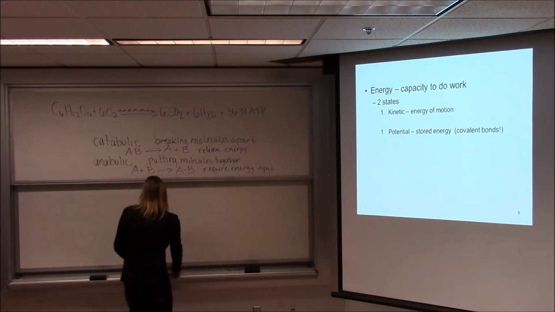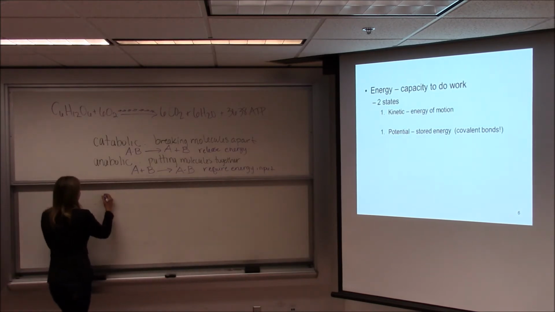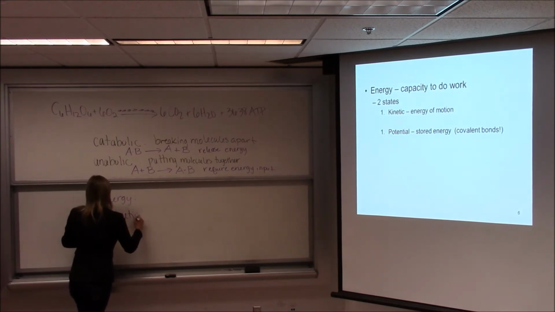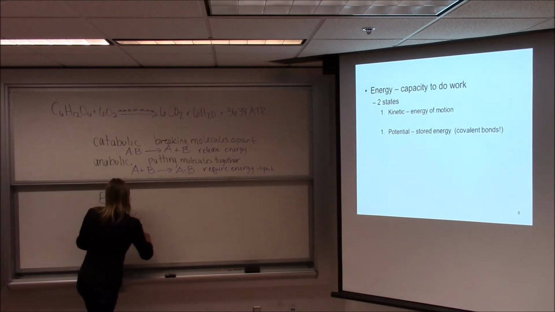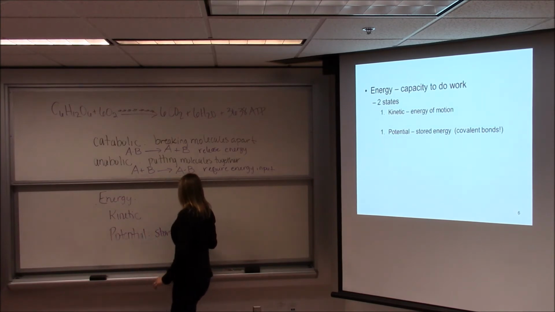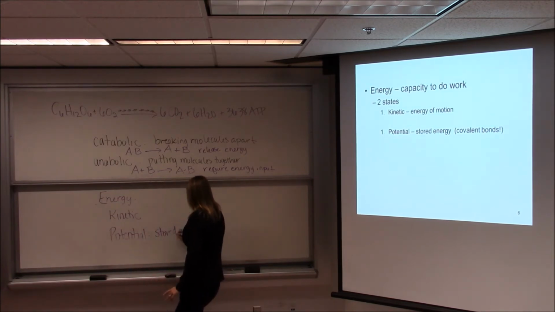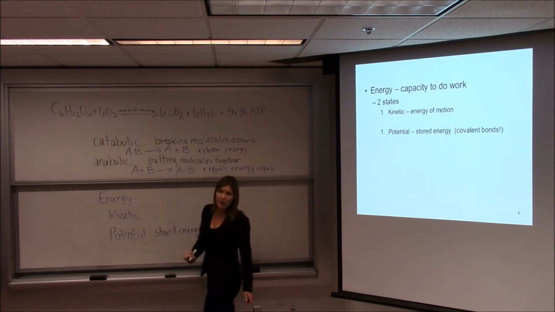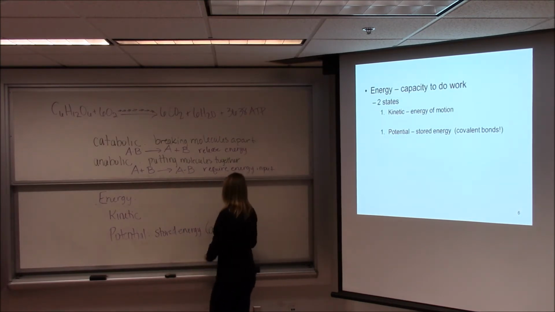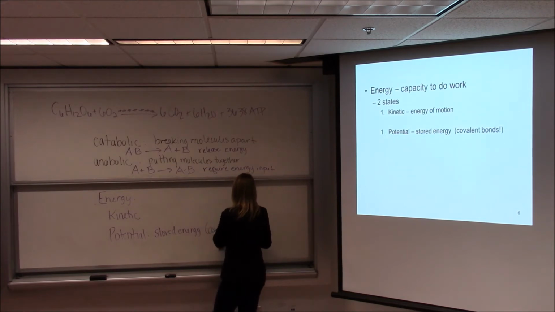It's important to know that there are two forms of energy. There's what's called kinetic energy, and there's what's called potential energy. We've already talked about this term, potential energy. This is stored energy. And remember, we've talked about a major source of that being covalent bonds, especially the covalent bonds of our food molecules, as a really good example of potential energy.